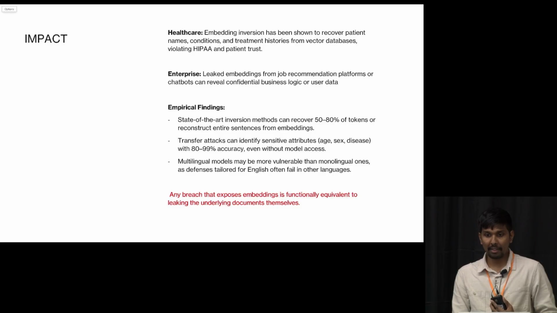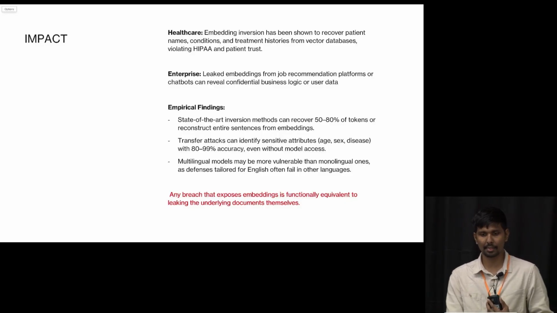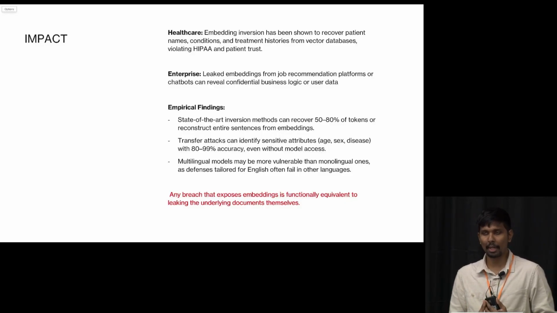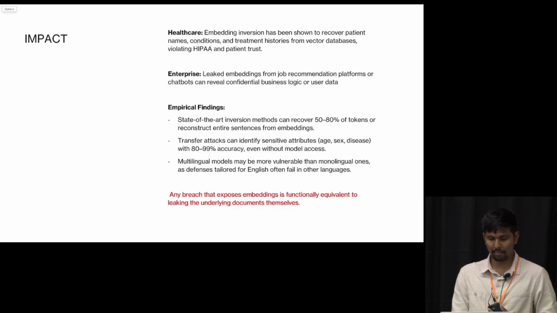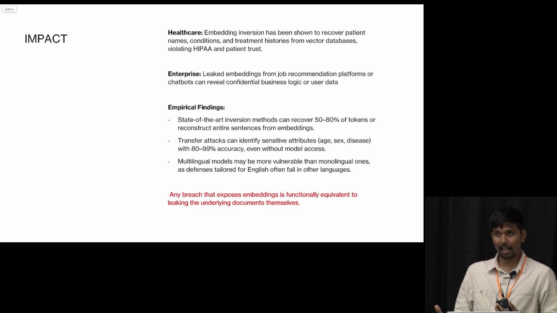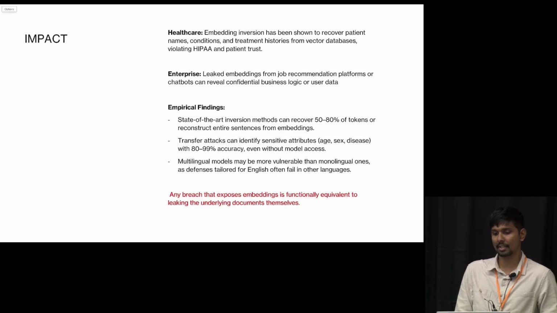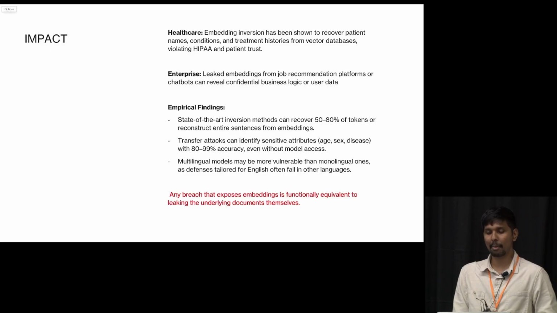For example, embedding inversion has been shown to recover PHI data, protected health information, which is a direct violation of HIPAA and patients' trust. People working in these domains should be particularly careful about using vector stores. And some of the empirical findings are state of the art. There are a lot of new inversion methods, and some of the latest methods can recover 50 to 80% of the tokens or reconstruct entire sentences from embeddings.